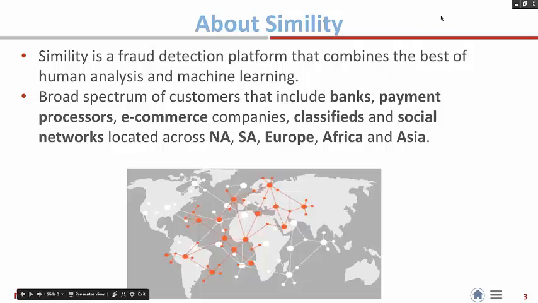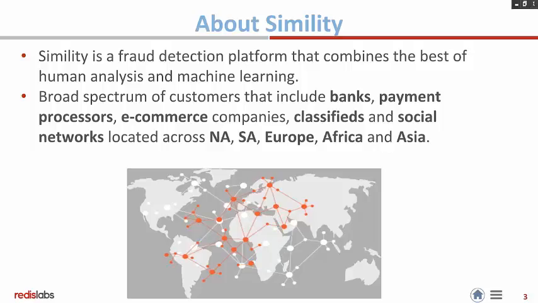Thanks, Leena. Hi, everyone. I'm Ravi from Simility. So what's Simility? Simility is a fraud detection platform. Our differentiator is that we try to combine the best of human analysis along with very deep machine learning. We strongly believe that a combination of both really helps us stand out in terms of identifying and adapting to new kinds of fraud very quickly.